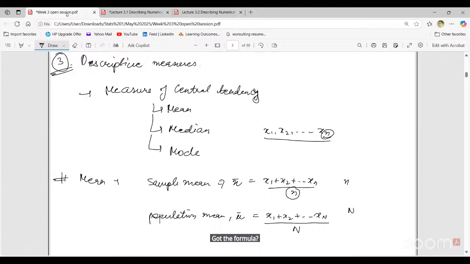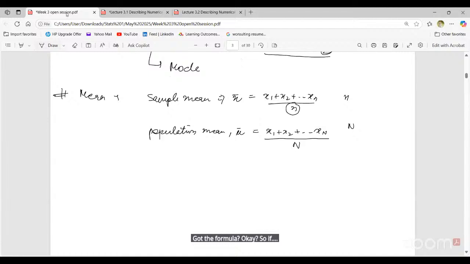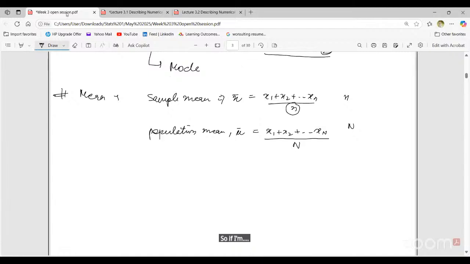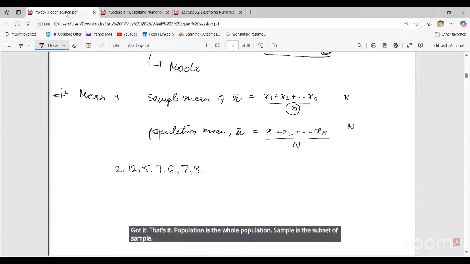Yes, ma'am. Ma'am, what is the difference between sample mean and population mean? What is a sample and a population? A sample is a subset of a population. Correct. Population is the whole population, and a sample is a subset of it.